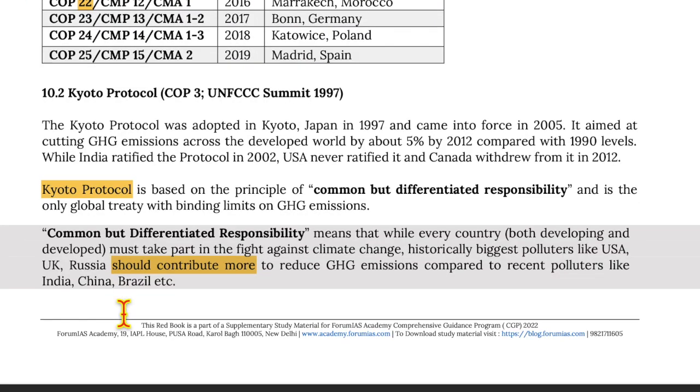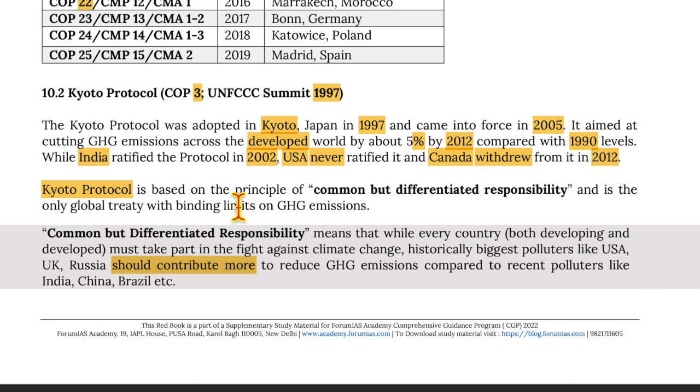Now, moving on to the Kyoto Protocol, that was COP3 in the UNFCCC summit of 1997. The Kyoto Protocol was adopted in Kyoto, Japan in 1997 and came into force in 2005. It aims at cutting greenhouse gas emissions across the developed world by about 5% by 2012 compared with the 1990 levels. While India ratified the protocol in 2002, USA never ratified it. Canada withdrew from it in 2012.